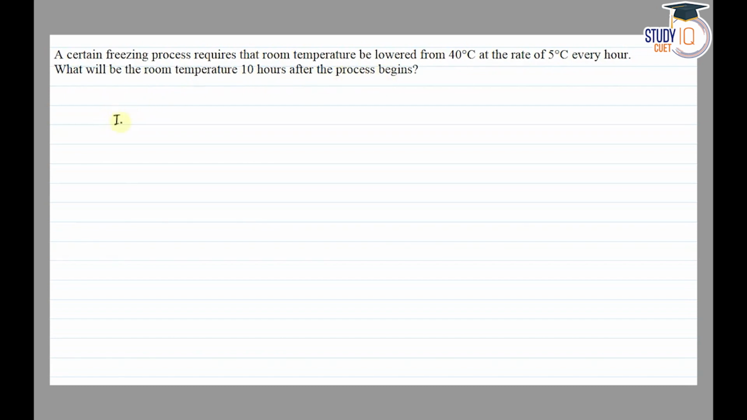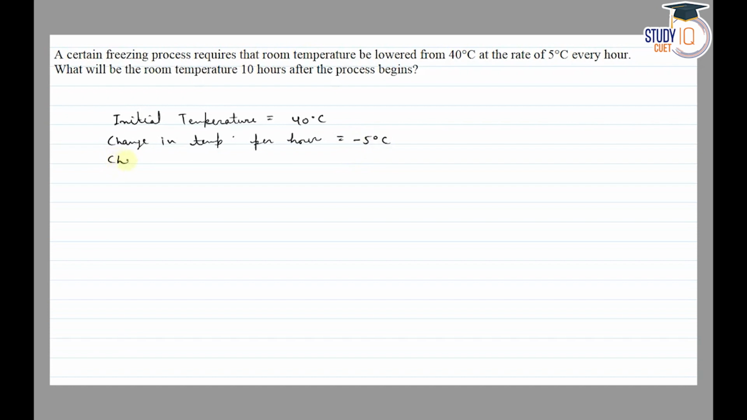So हमें initial temperature given है 40 degree centigrade and change in temperature per hour हमें गिवन है 5 डिग्री सेंटीग्रेड. बिकॉज ऑफ ये डिक्रीज हो रहा है इसे हम माइनस साइन लगा के रिप्रेजेंट करेंगे.